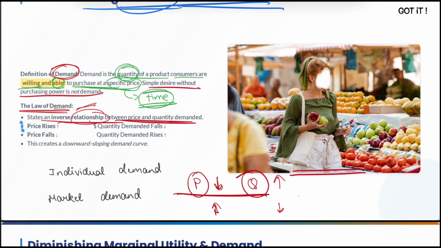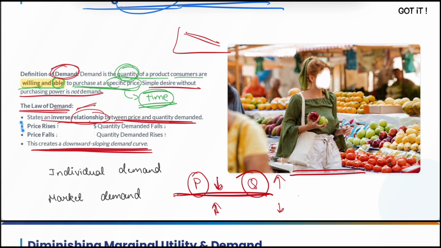This creates a downward slope in the demand curve. So if you have a demand curve, it will be sloping downwards. This is because of the inverse relationship which you have.